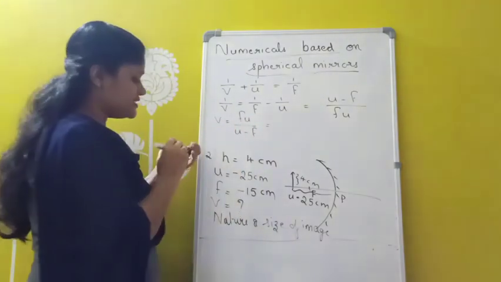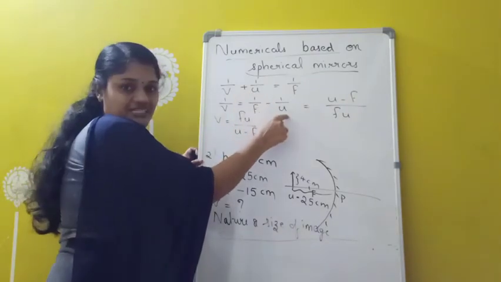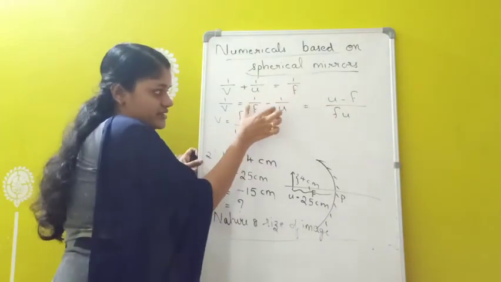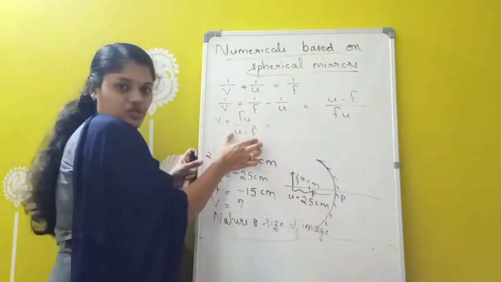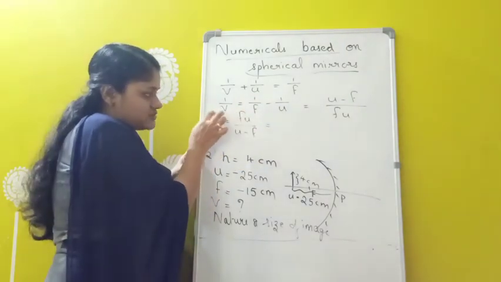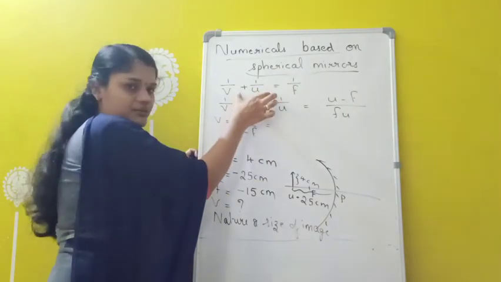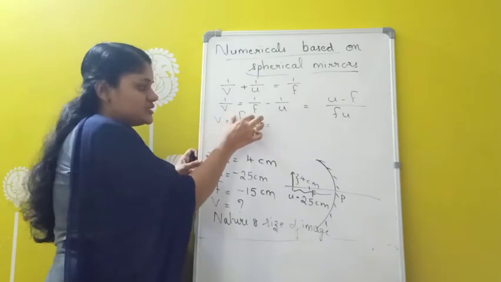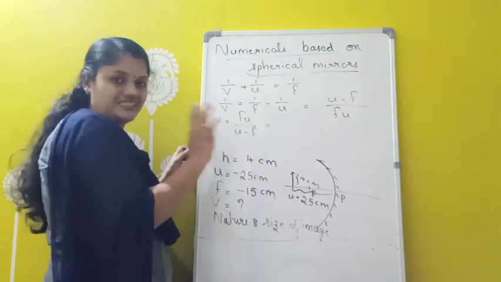So this is the easy way to find v. Otherwise, if you put the values here and take the LCM, it is very difficult. So first of all, simplify this formula itself based on LCM, and you will get fu divided by u minus f. If you want, you can memorize this formula also: v equals fu by u minus f. First write the mirror formula, then write v equals fu by u minus f, and then substitute. This is the correct, easy way.